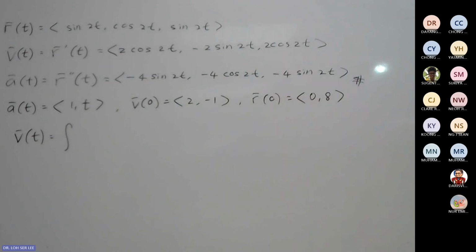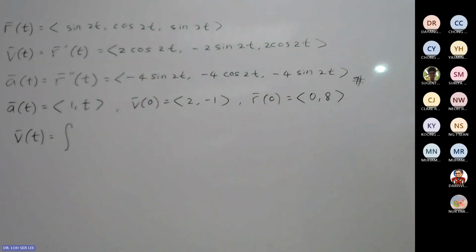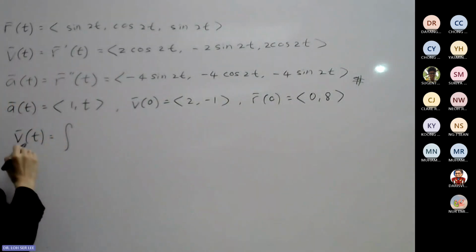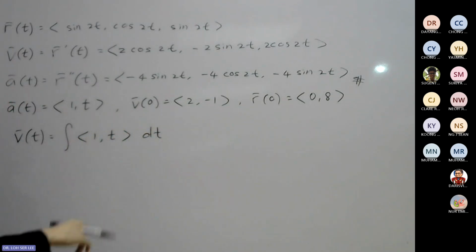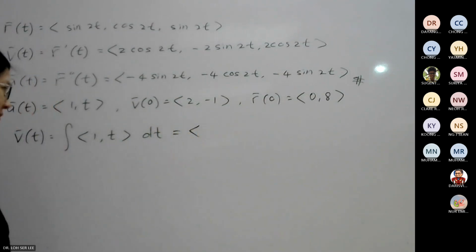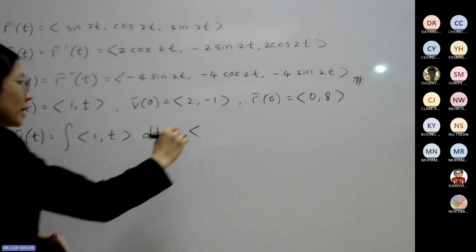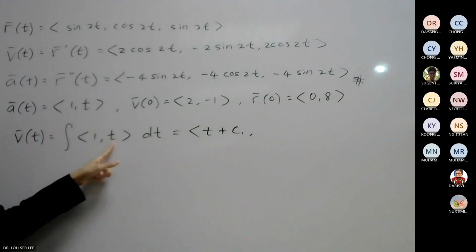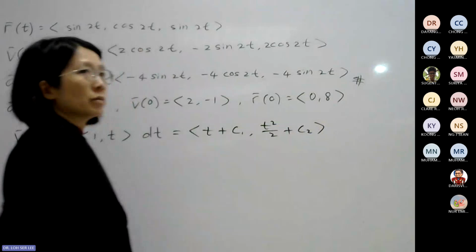Okay. For number 2, you are given the acceleration. We want to find the velocity and position vector. So we need to do the integration. To get the velocity, we integrate the acceleration. Integrate 1, you get t, plus c1. Then this one, you get a t squared over 2 plus c2.